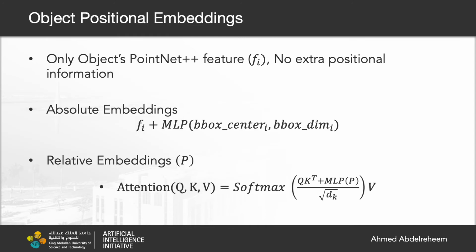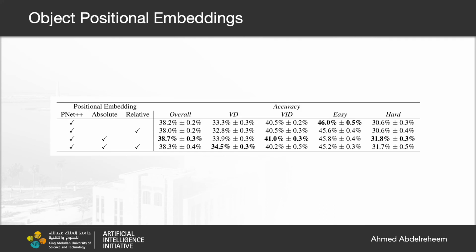We investigate the effect of incorporating different positional embeddings to object point cloud features for the object transformer. We want to see how much PointNet++ can convey such positional information. We try first not to include any extra positional information. Second, we encode each object's bounding box center and dimensions, and then sum it up with the PointNet++ feature. Third, we encode the pairwise object distances and then sum them with the pairwise attention weights in the object transformer's self-attention layers. We show here the results of a variant of our model.